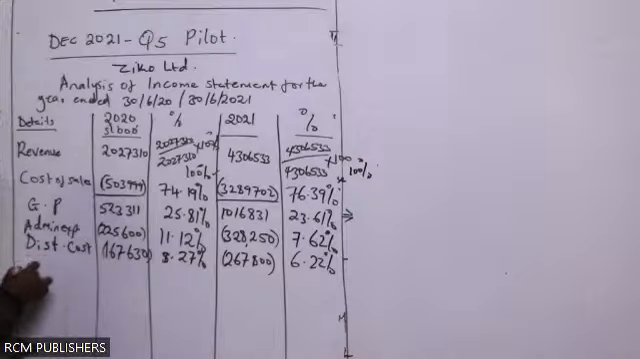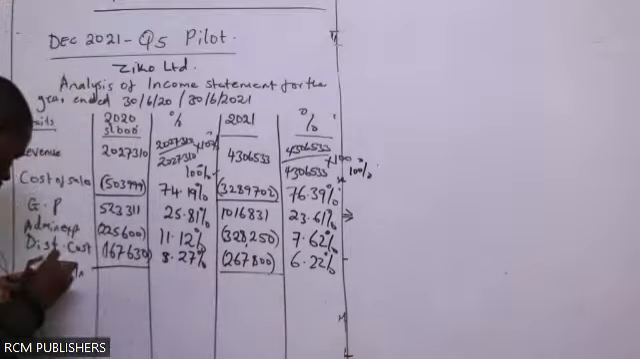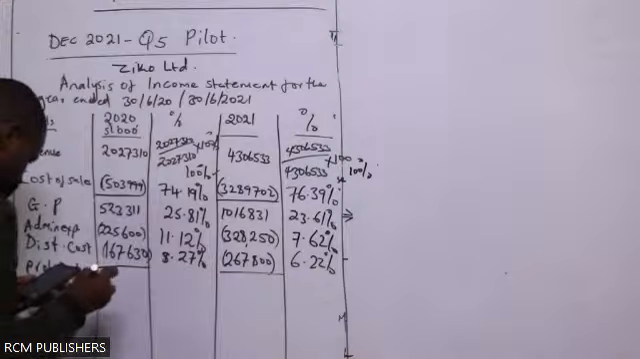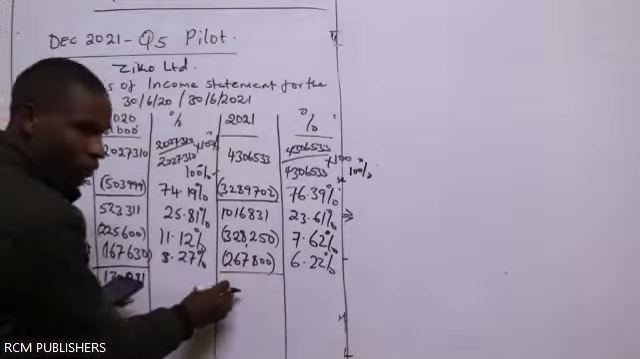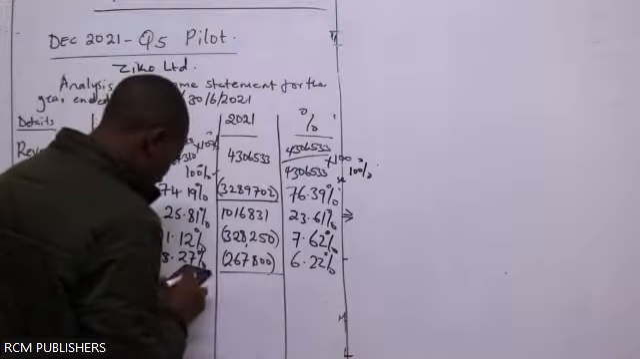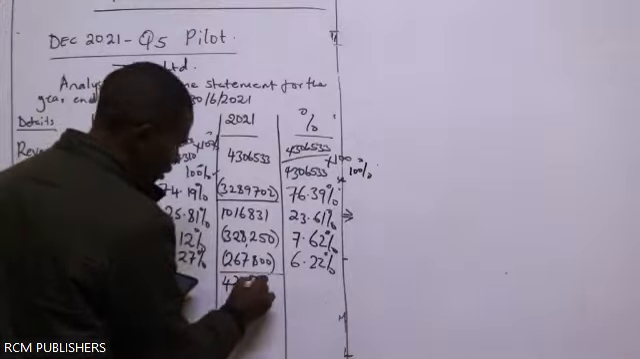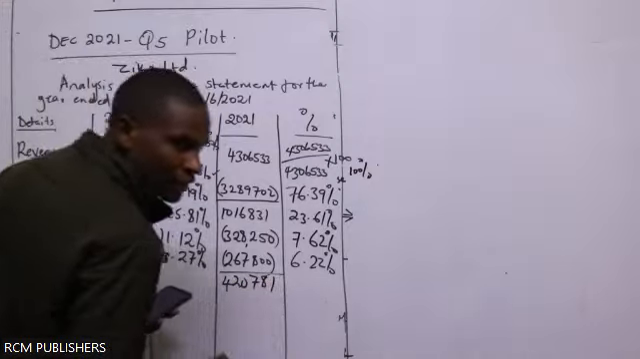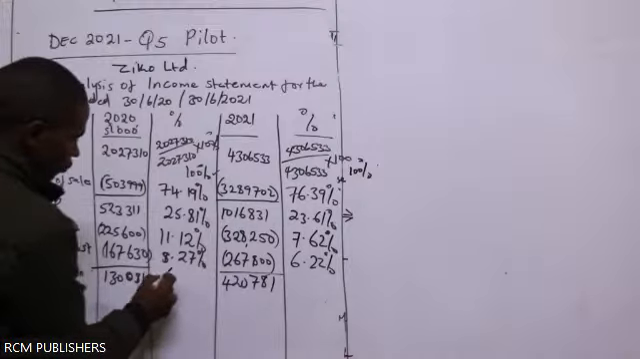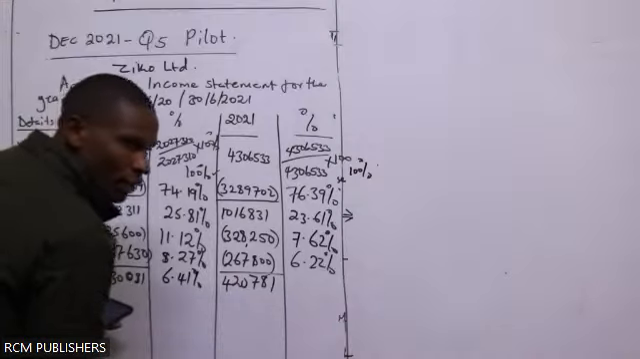Profit before interest. It will be the difference between the two. 130,081. Na hapa tuko na ngapi? 130,081 na for 2781. So nipatie pia percentage ya hiyo. 6.41. Ni watu mko sawa kabisa. What about the next one? 9.77.